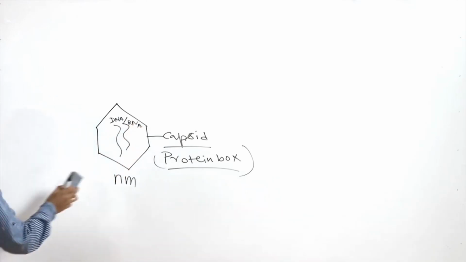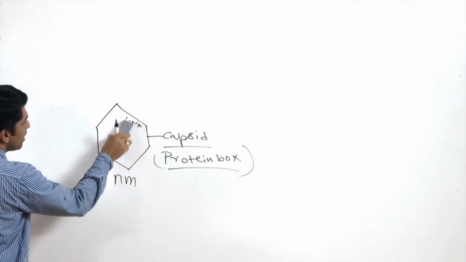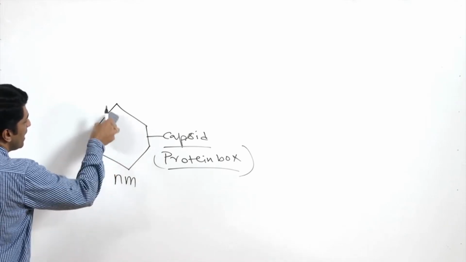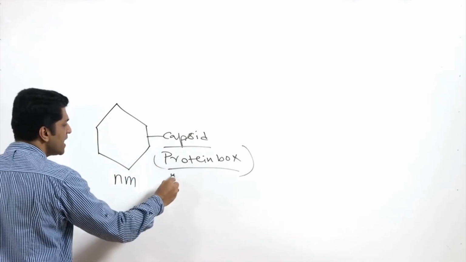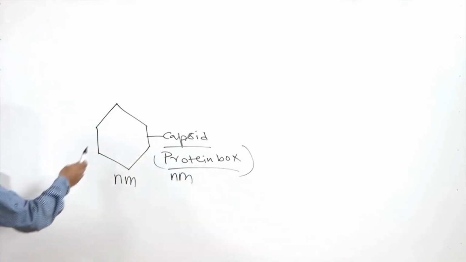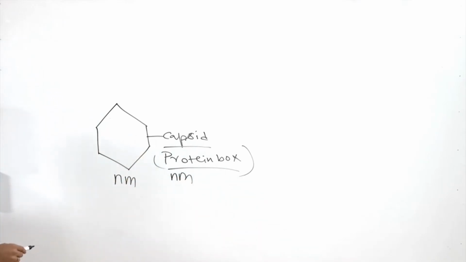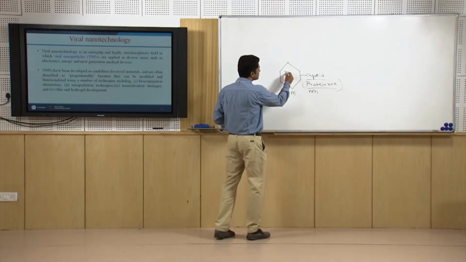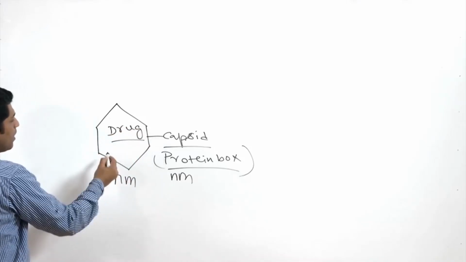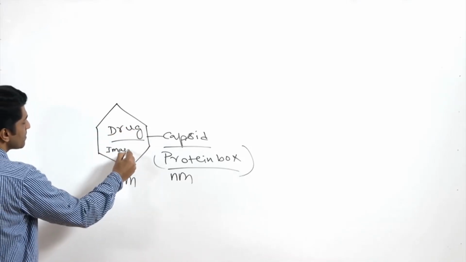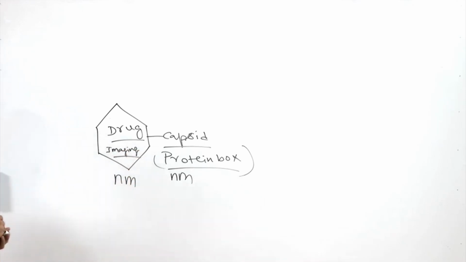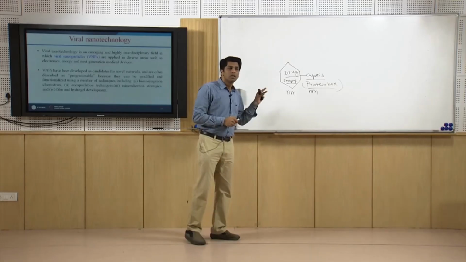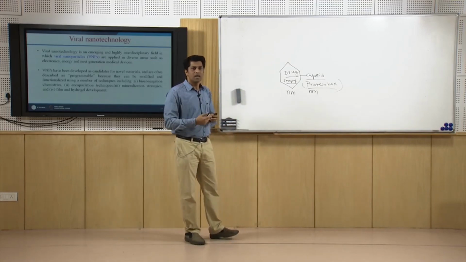Once we remove this genetic material, DNA or RNA, it will be like a simple nano-sized protein box, and we are going to use this nano-sized protein box for synthesizing various nanomaterials, and also we can use it for various therapeutic as well as other applications. So instead of nucleic acid we can put our anti-cancer drug, or you can put an imaging agent for diagnosing various diseases. Thus we are converting the normal virus for various applications.